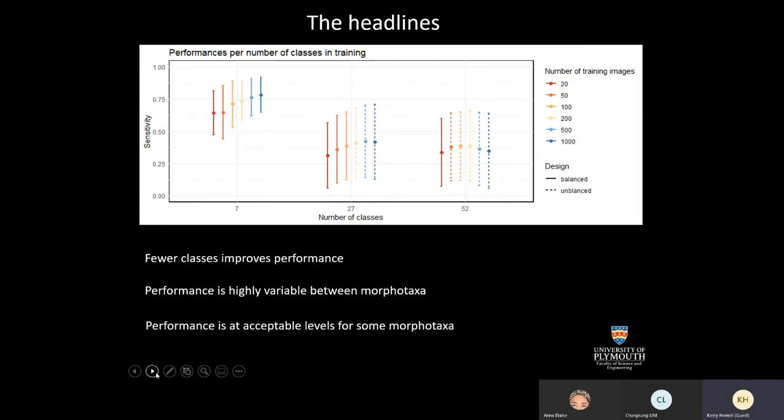The other thing is that performance is highly variable between morphotaxa. So the morphotaxa that humans do well on and find easy to identify, the AI also does well on. And the ones that humans struggle on, the AI also struggles on. So performance is at acceptable levels for some morphotaxa, and for other morphotaxa, it never does very well at all.